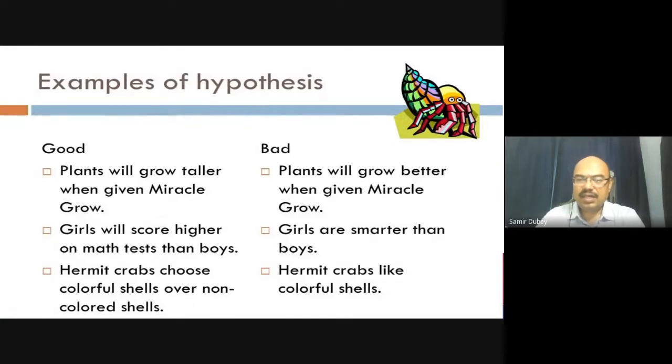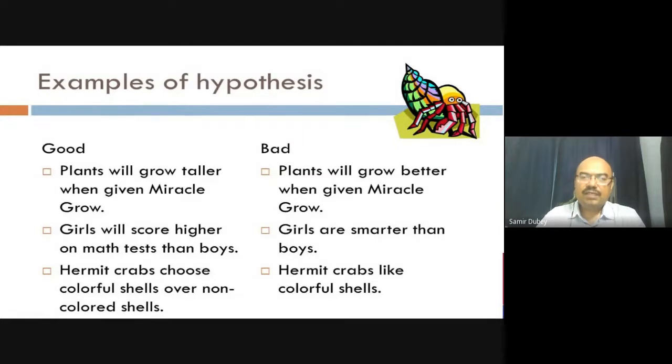This is once again a good hypothesis. Girls are smarter than boys. This is the second, a bad hypothesis, or rather, these are the kinds of hypotheses we should not use. Then, hermit crabs like colorful shells, or hermit crabs choose colorful shells over non-colored shells. So these are different hypotheses.